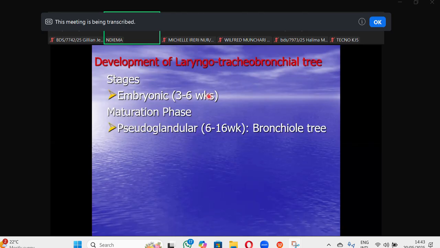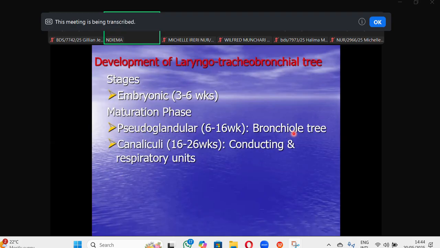Then you have the maturation phase. Maturation phase can be divided into several areas. We have the pseudoglandular stage, where the lung looks like simple or branched tubular glands, lined by simple cuboidal epithelia. So there are tubes lined by simple cuboidal epithelia. This is from the 6th to the 16th week. And during this period, the bronchial tree develops.